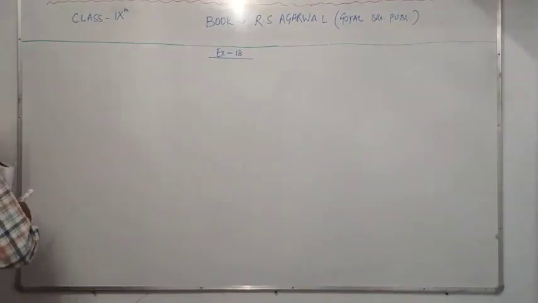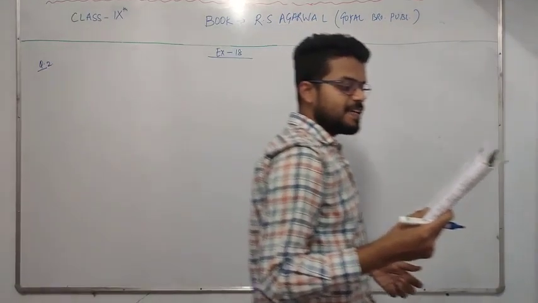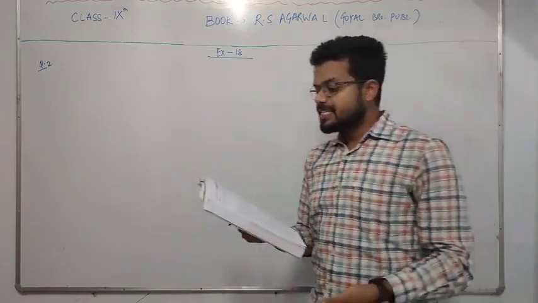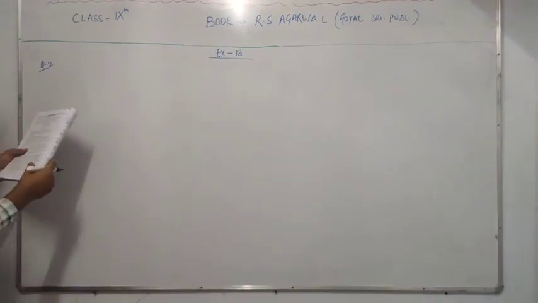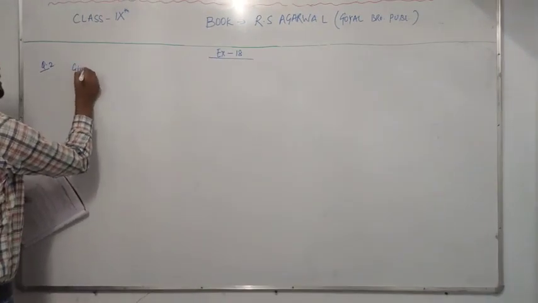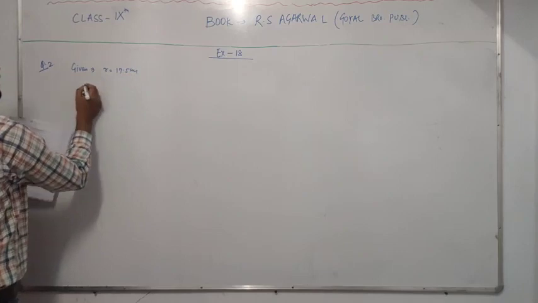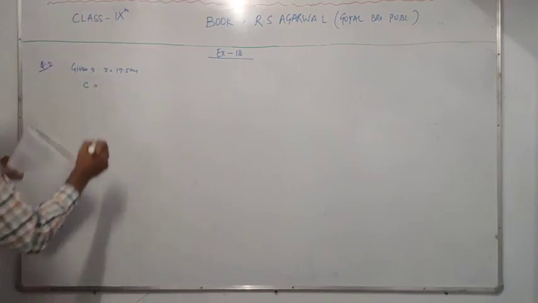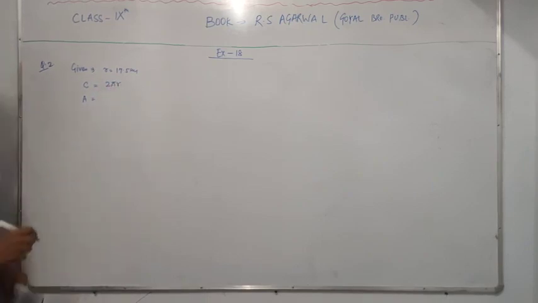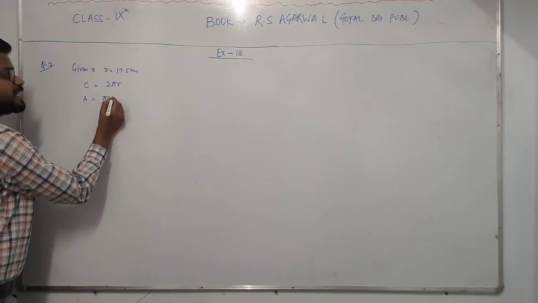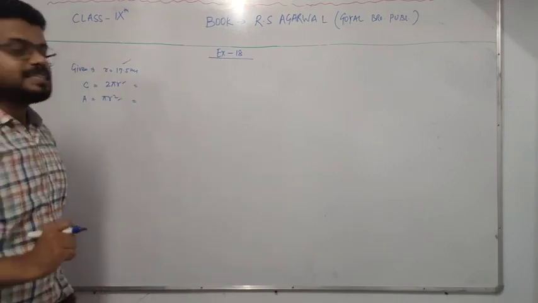Question number 2. Find the circumference and area of a circle of radius 17.5. I think this is a very easy question. Here the radius is given, which is 17.5 centimeter, and we have to find the circumference and area. We simply use the formula. The formula of circumference is 2 pi r and the formula of area is pi r square. Simply put this value here and get the answer.